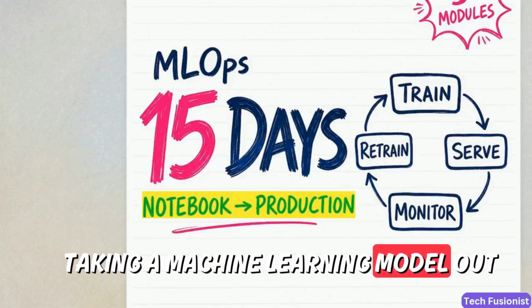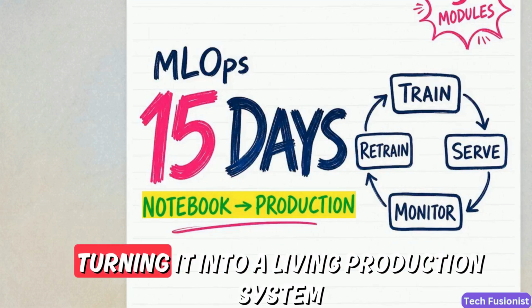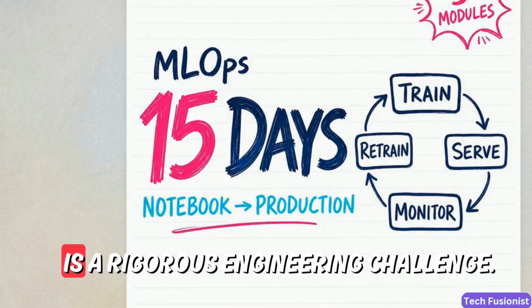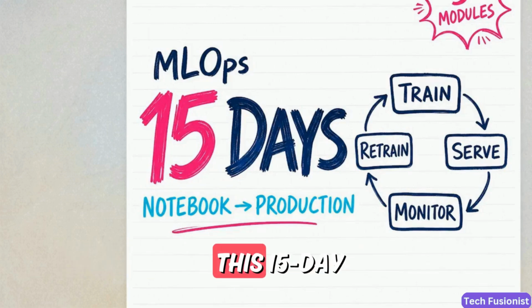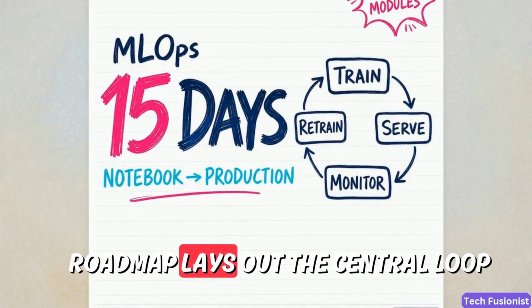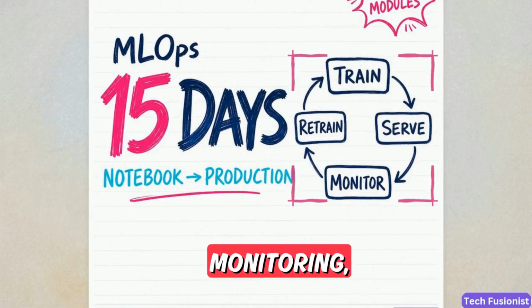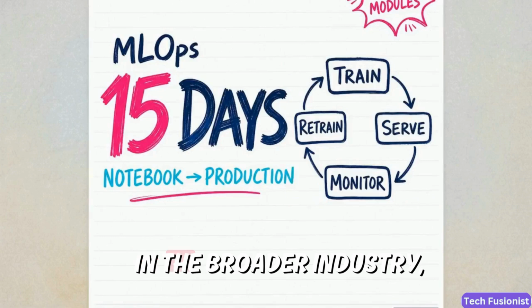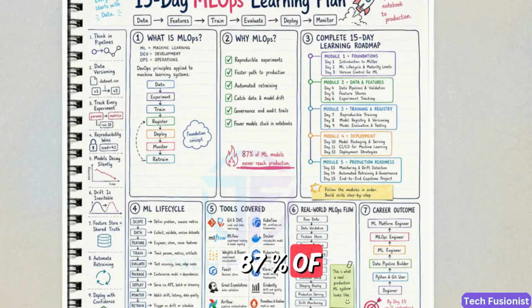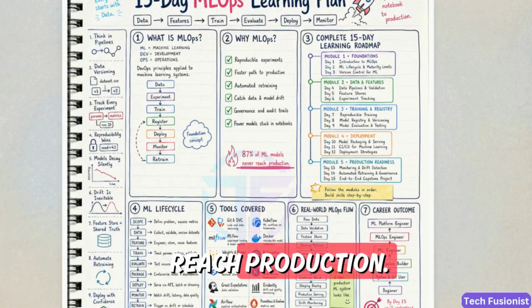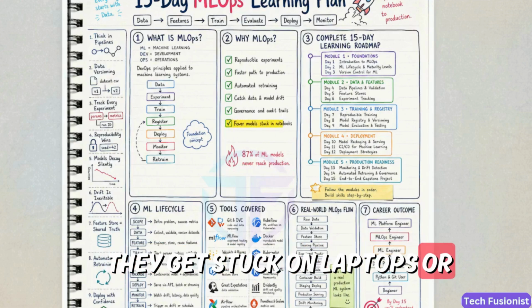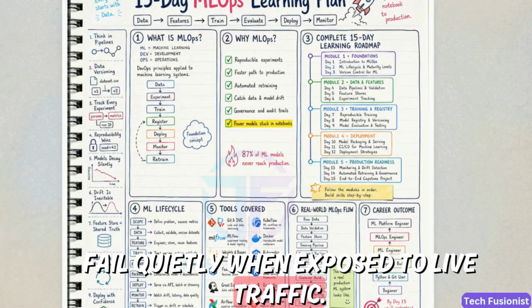Taking a machine learning model out of a Jupyter notebook and turning it into a living production system is a rigorous engineering challenge. This 15-day roadmap lays out the central loop you need to build: training, serving, monitoring, and retraining. In the broader industry, 87% of machine learning models never reach production. They get stuck on laptops or fail quietly when exposed to live traffic.